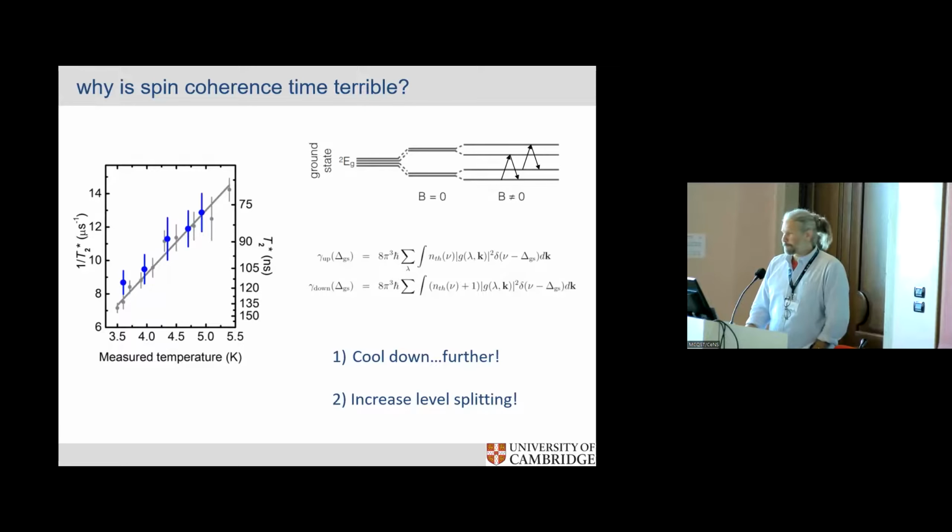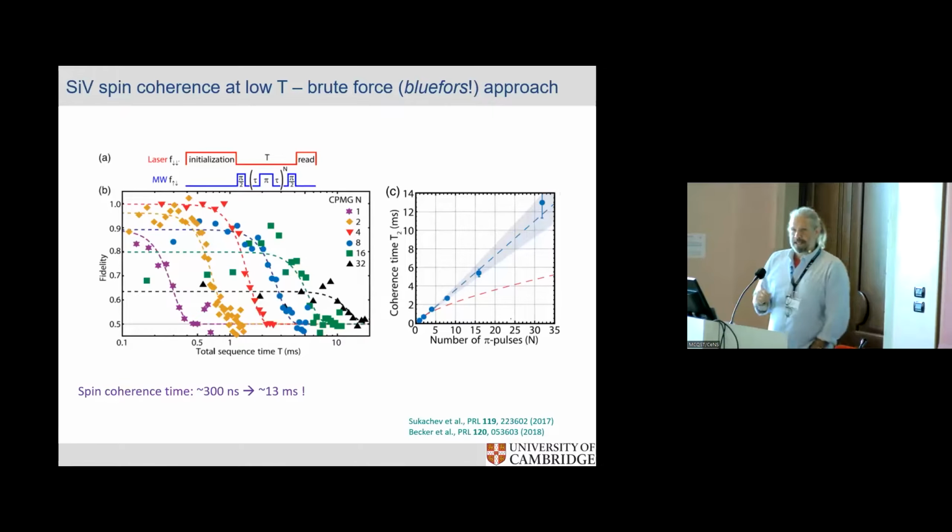So there are 2 approaches. One approach, as I said, is what I call the brute force approach. That's cool it down further by bigger. You're gonna need a bigger fridge. You put the things in and you cool it down to millikelvin, and then miraculously, because the phonon occupation is removed, the coherence improves dramatically. We go from hundreds of nanoseconds to milliseconds now, and this has been demonstrated. So Silicon Vacancy Center is actually competitive, is actually a nice physical system all of a sudden, if you just go down a few more degrees.